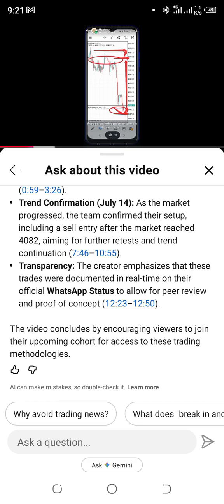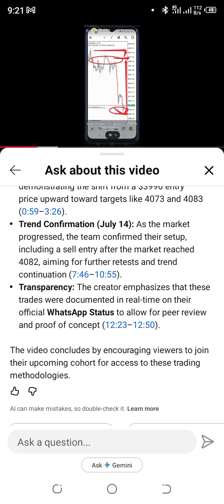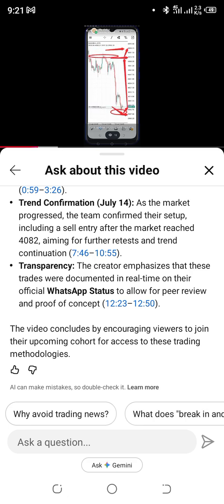The creator emphasizes that these trades were documented in real time on their official WhatsApp status to allow for peer review and proof of concepts. The video concludes by encouraging viewers to join their upcoming cohorts for access to these trading methodologies.